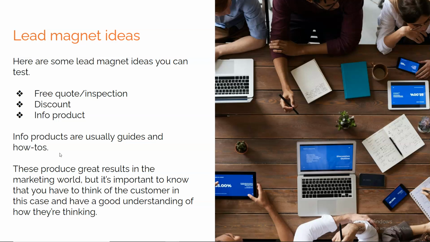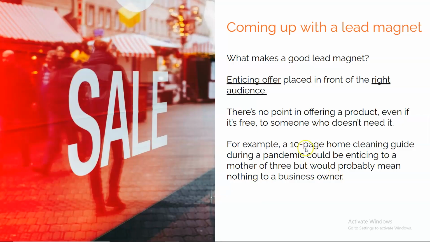These produce great results in the marketing world overall, but it's important to know that you have to think of the customer in this case and have a good understanding of how they're thinking, right? So what could be an example of an info product? You could use the example we mentioned a moment ago: a 10-page home cleaning guide. That's one example.